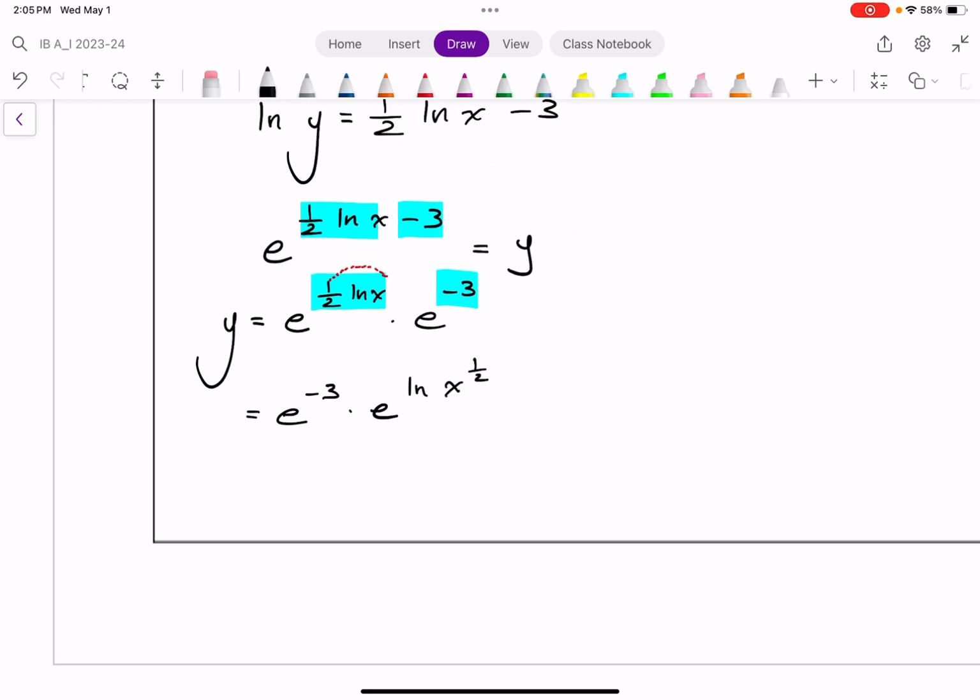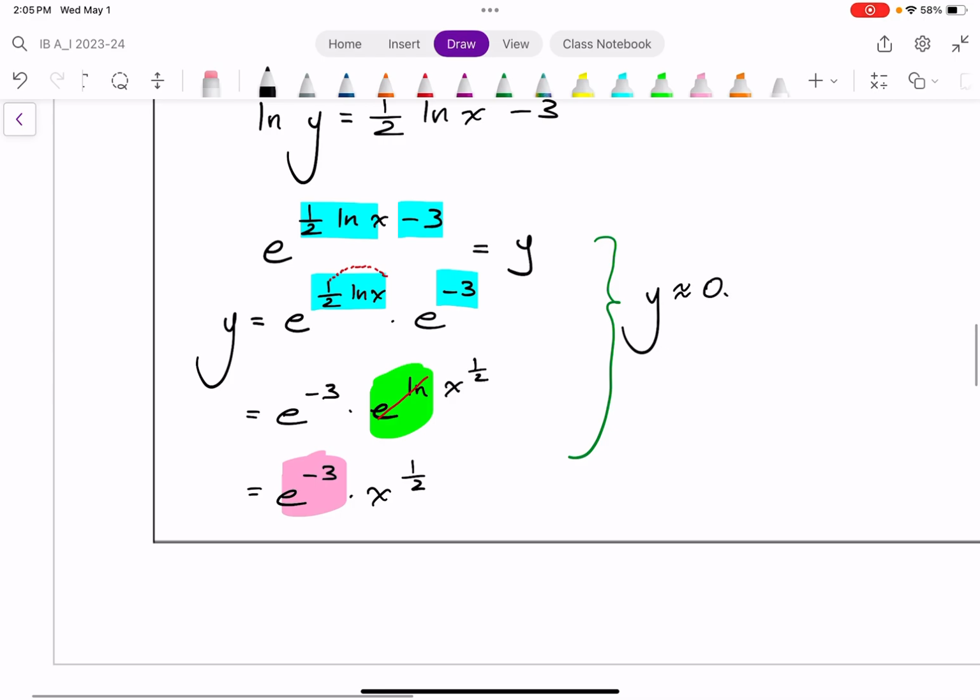Now, if I look at this part right here, I have an exponential function of base e, and right away inside it, I have the natural logarithm, which is the inverse of an exponential function of base e. So as we've seen before, those cancel each other out, so they're inverses of one another. And that leads me to e to the -3 times just x to the 1/2, which notice is, again, a power function. That e to the -3, I saw that in the last question, we already evaluated to be approximately 0.0498. So I'll finish this right here. y is approximately 0.0498 times x to the 1/2.